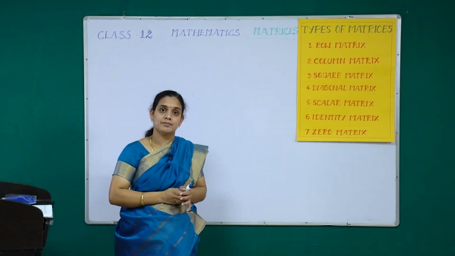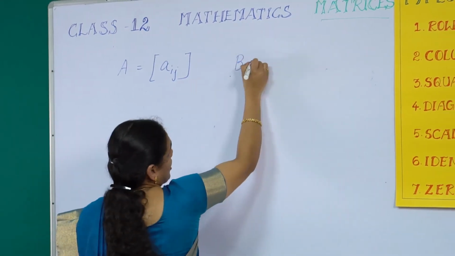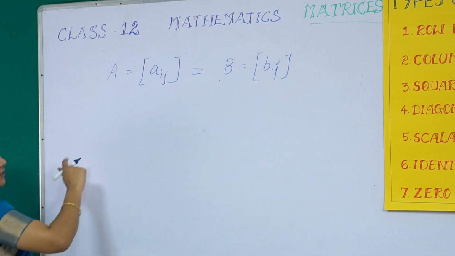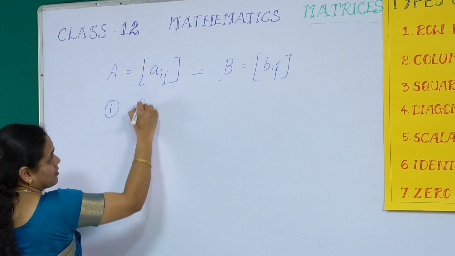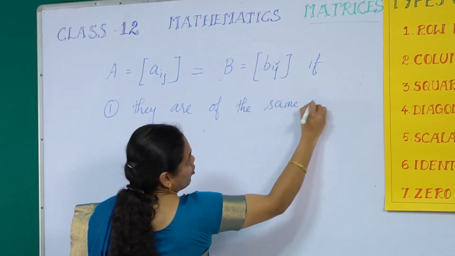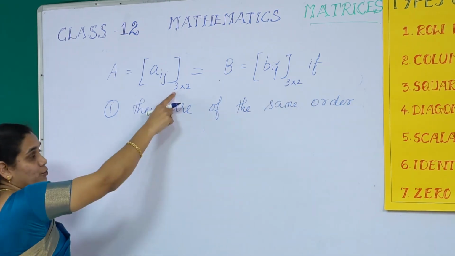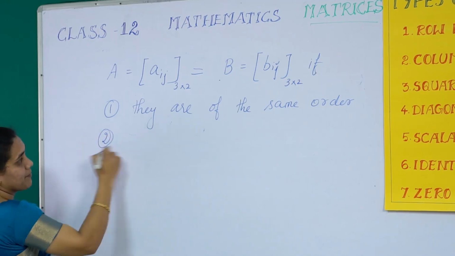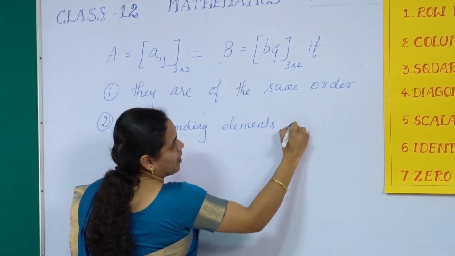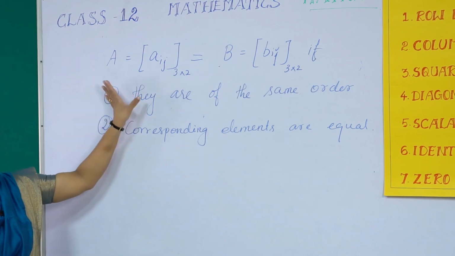Can two matrices be equal? Yeah, let's see. Let us take two matrices, A equal to [aij] and B equal to [bij]. When can we say that these two matrices are equal? They should satisfy two conditions. The first one is they should be of the same order. If it is a 3 by 2 matrix, this also should be a 3 by 2 matrix, or if it is 4 by 3, this also should be 4 by 3. The second one is corresponding elements are equal. If two matrices satisfy these two conditions, then we can say that these two matrices are equal.